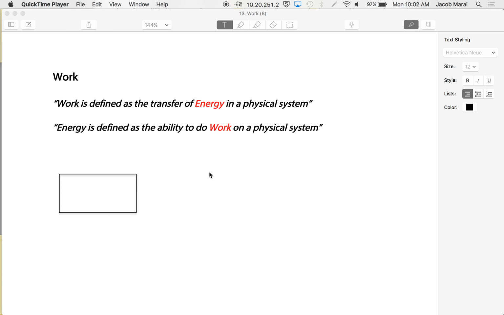We've taken the dictionary definitions of work and energy. Now, obviously, worksheets are at the back if you haven't got them already.